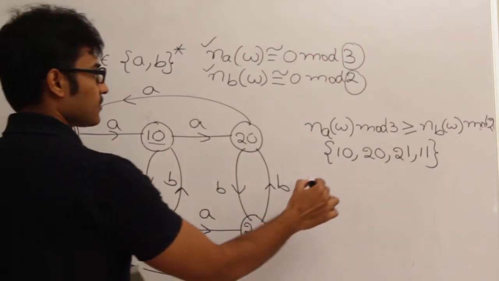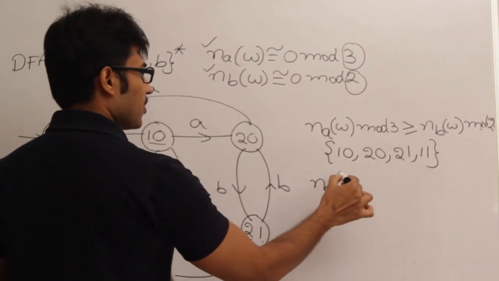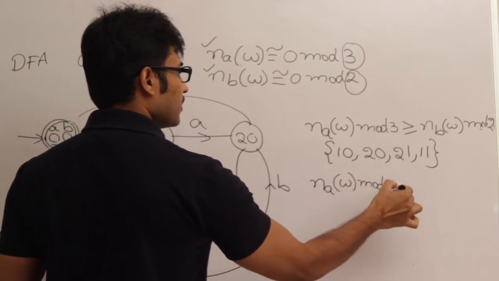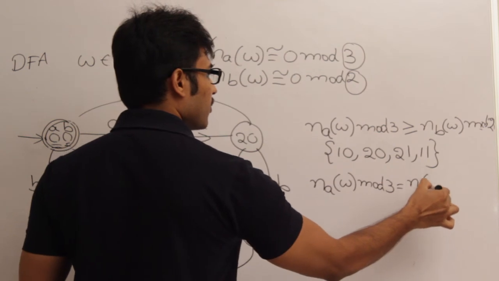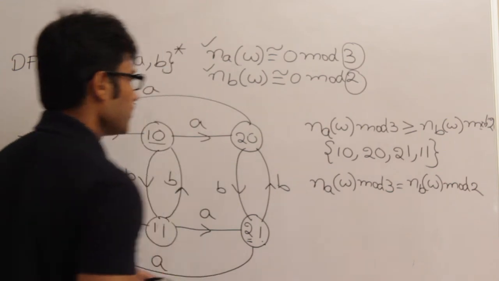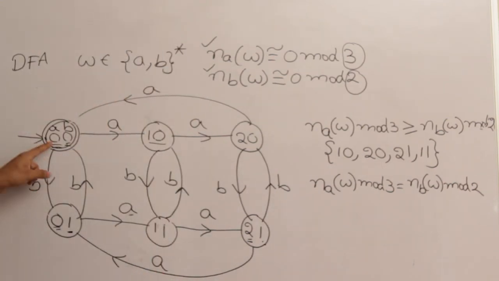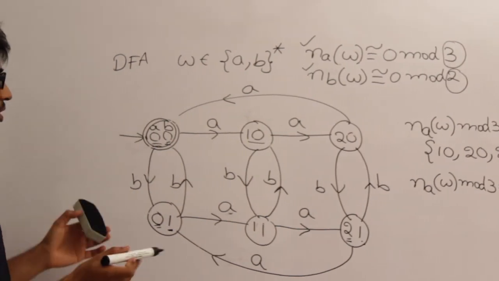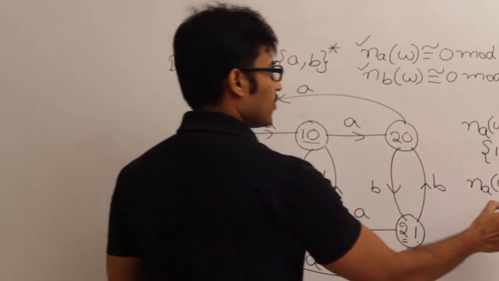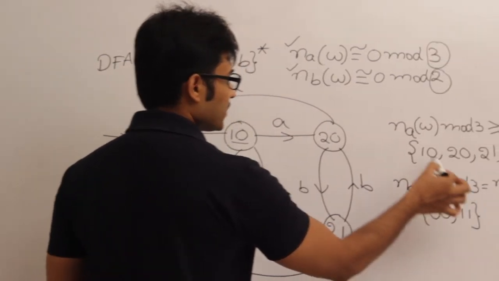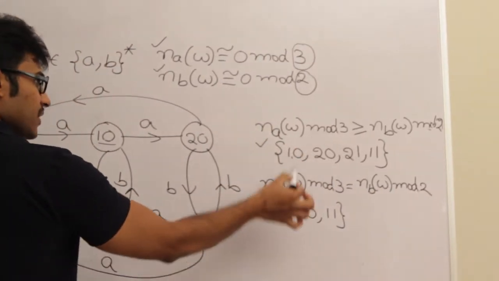What if it is number of A's in W mod 3 is equal to number of B's in W mod 2, which means both of them have to be equal. So they can be 0, 0 or 1, 1. That is the only case where I get equal. Therefore 0, 0 and 1, 1 are going to be the final states. See, these are the final states for this question.